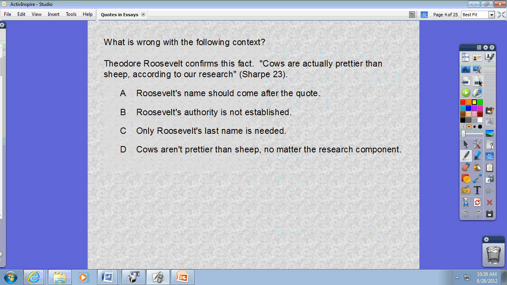What do you think is wrong with the following context? Pause me as you need to come up with an answer. Well, if you look, context is the beginning of this, right? So we're talking about the introduction to the quote. Theodore Roosevelt confirms this fact. What's actually wrong is we don't get what authority Theodore Roosevelt has to make a statement like this, okay? So we need to establish his authority somehow.